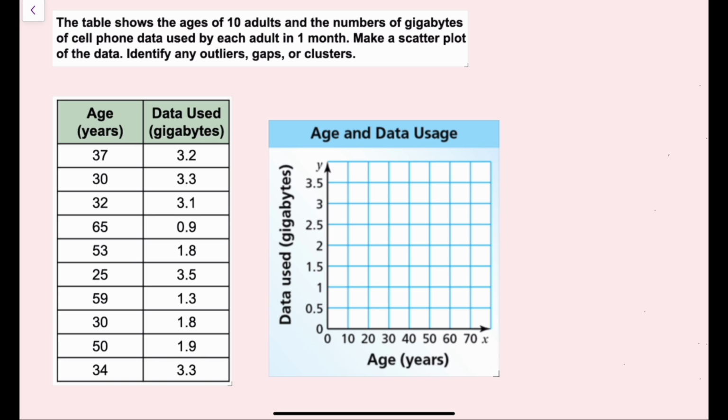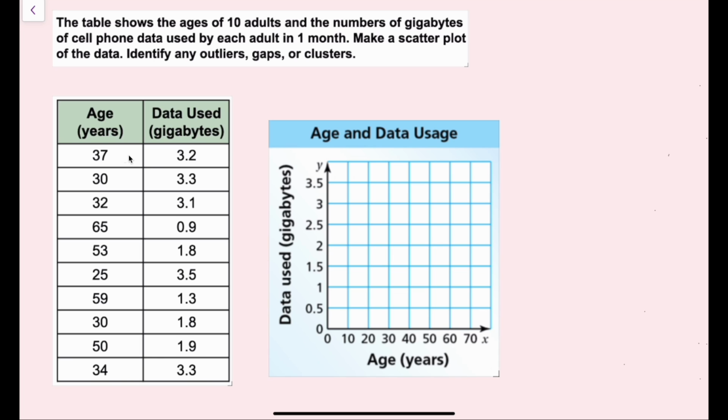So for example 1, the table shows the ages of 10 adults and the number of gigabytes of cell phone data used by each adult in 1 month. Make a scatter plot of the data. Identify any outliers, gaps, or clusters. Notice in the data table, I have age in my first column, and data used in gigabytes in my second column. In this graph, I have age on the x-axis, since time is typically on the x-axis, and the data is on the y-axis.